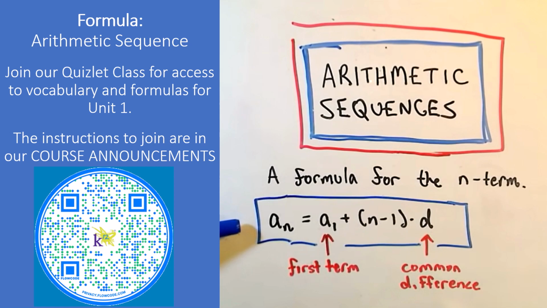Okay, what I'd like for you to do now is to copy down this formula for arithmetic sequences. Okay, we're going to start with A sub n.